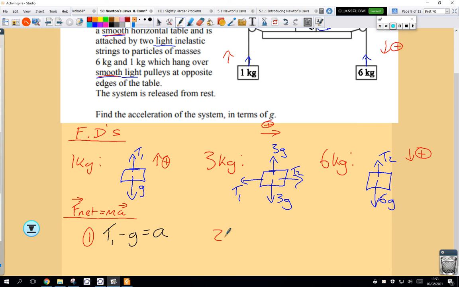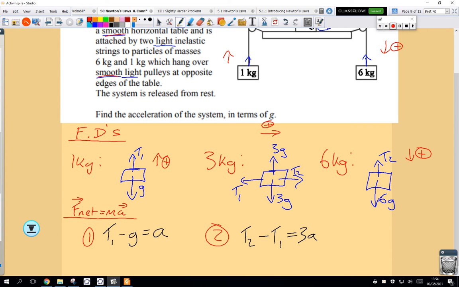My second equation is from the 3 kilogram force diagram. And again, I'm just worrying about left and right. The up and down forces are just balancing each other out. There's no friction, I don't have to worry about that. I think this is going right. So the positive force is T2, negative force T1. So net force T2 minus T1, and that's equal to ma. Well, that's going to be 3 times a.